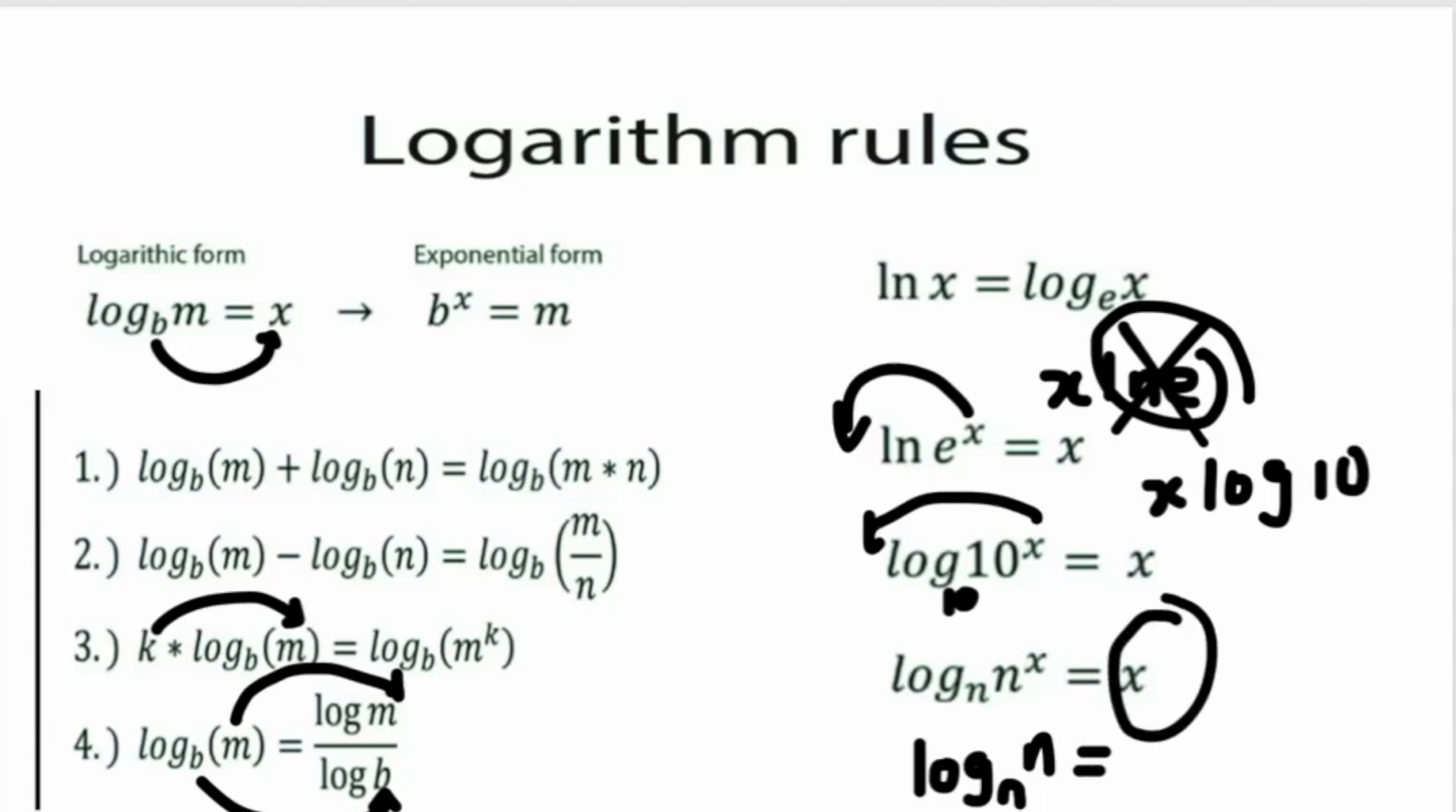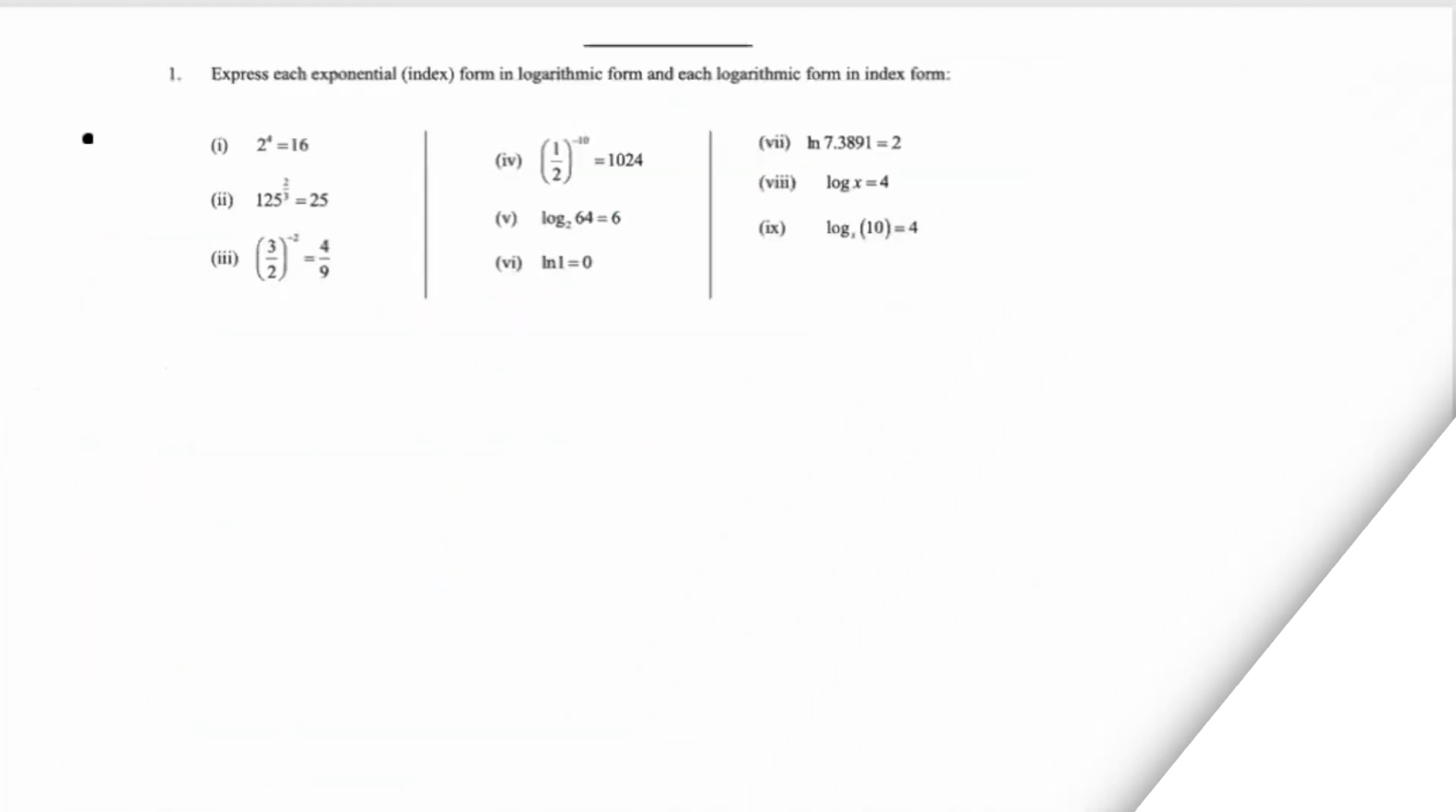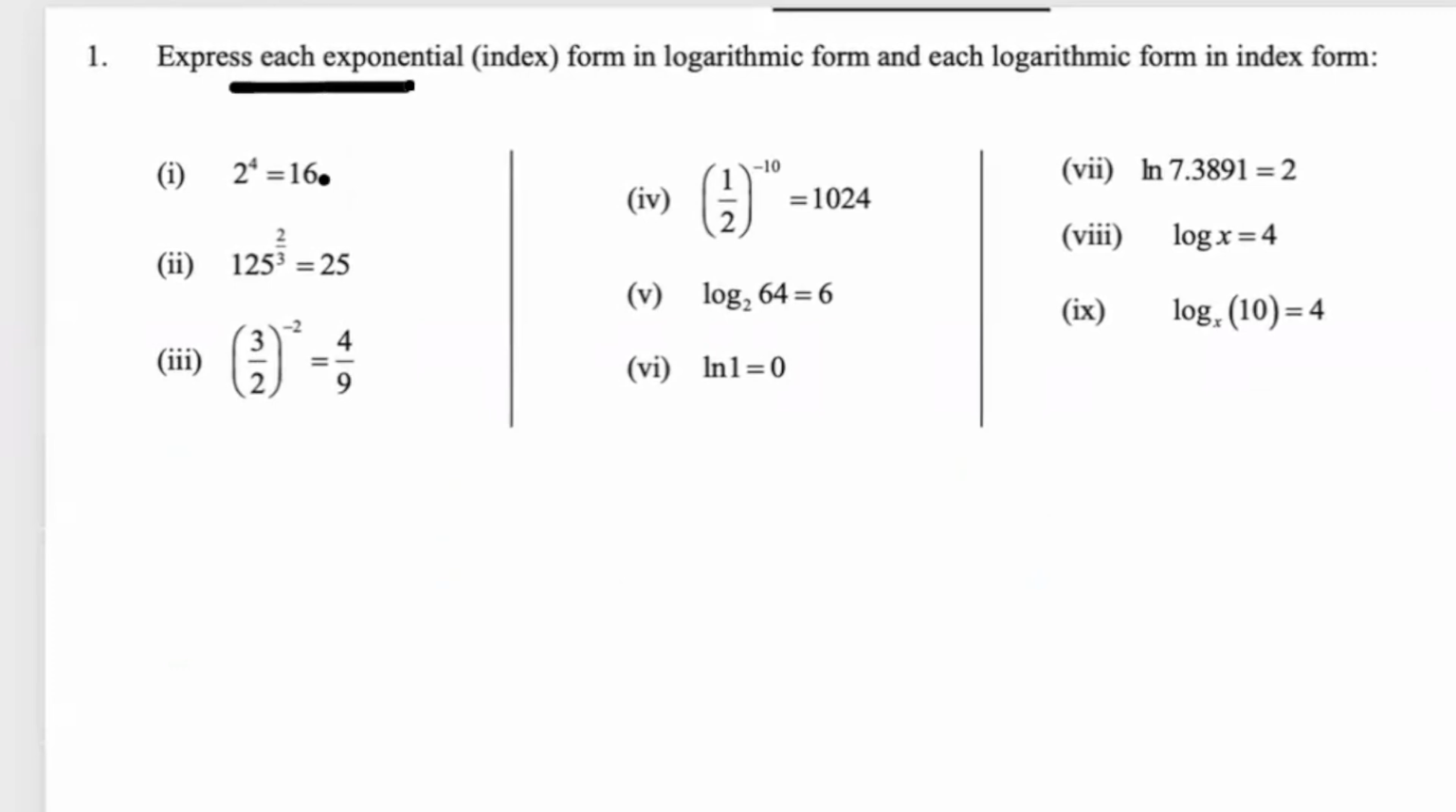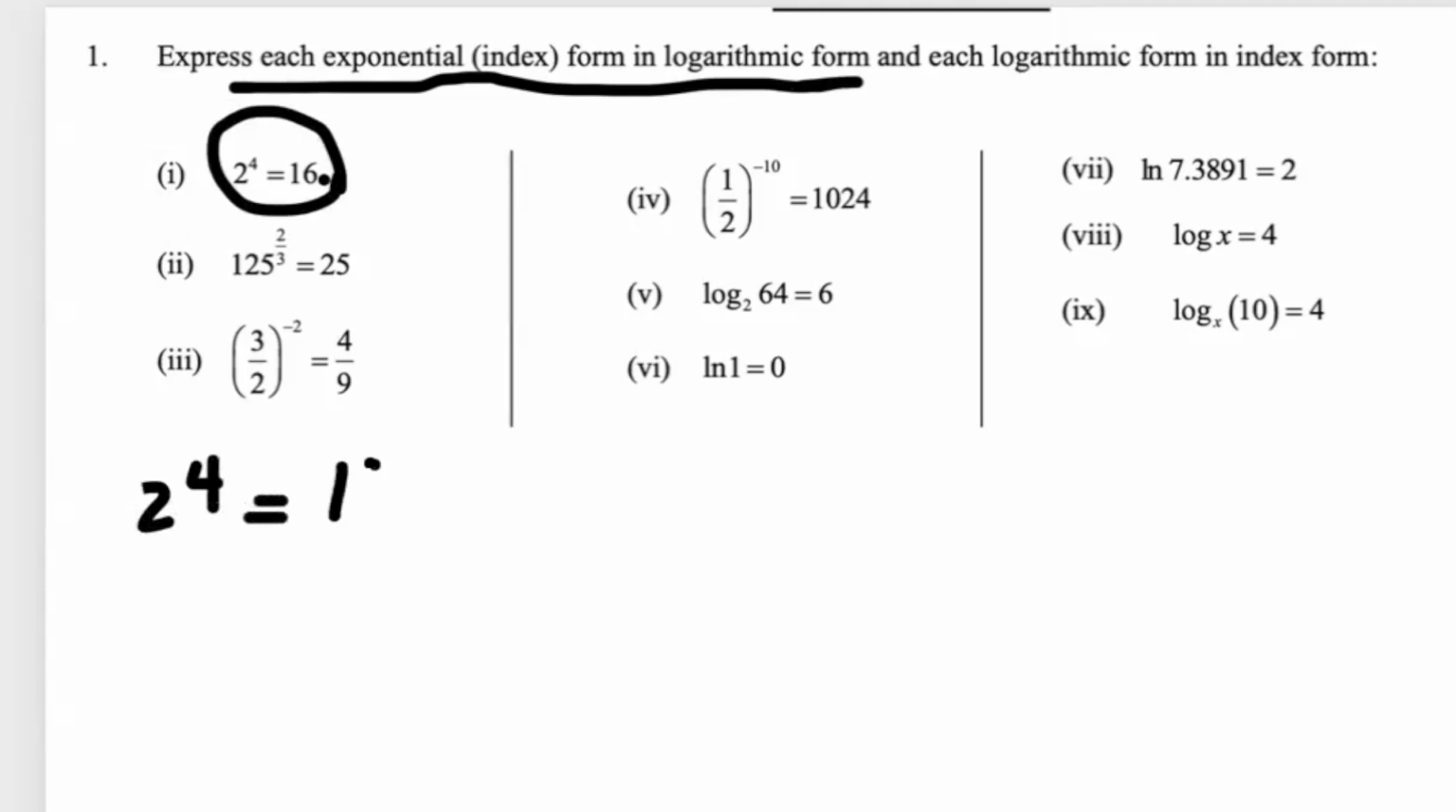So let's start some activities that assist us with understanding the rules. So let's look at the first activity. Express each exponential or index form in logarithmic form. Let's look at that first. So this is an exponential form. We have 2 to the power 4 equals 16. We can write it in log form. So write log, and the base is 2. The 16 goes beside the log, and then it's equal to 4.